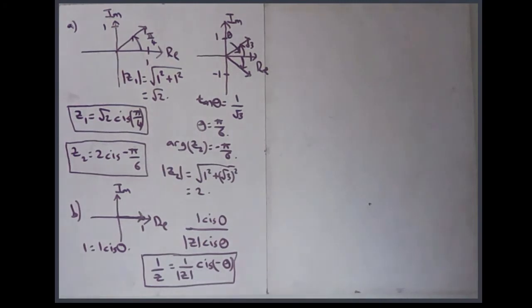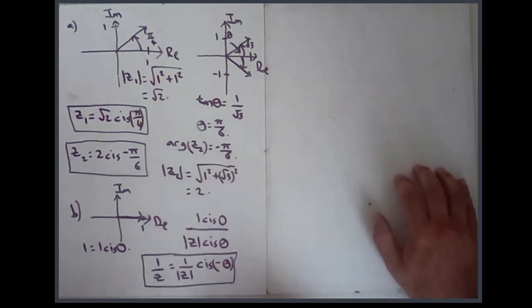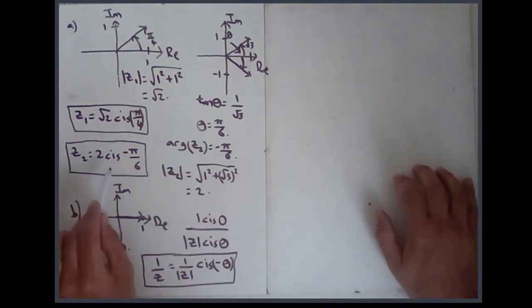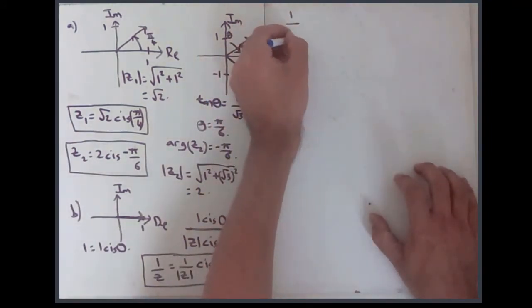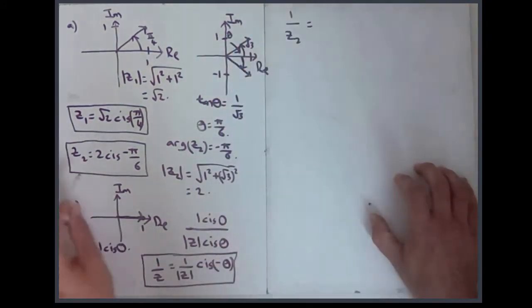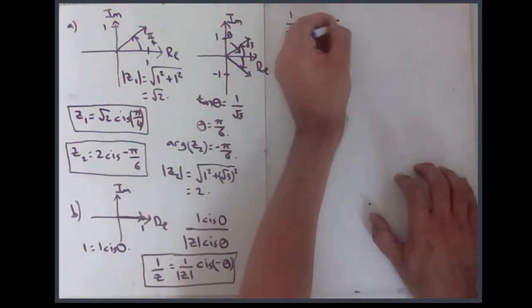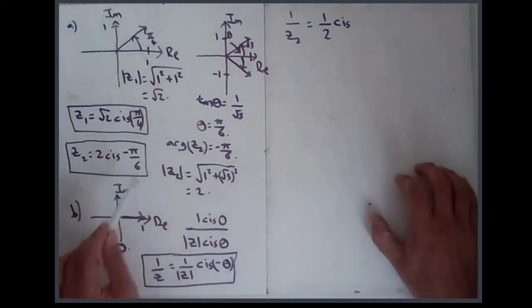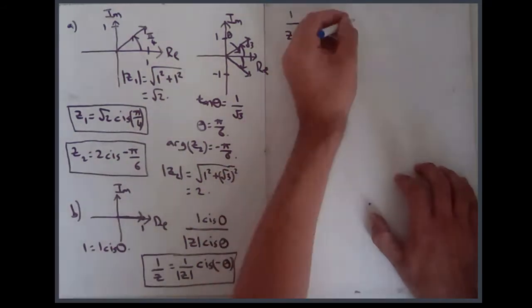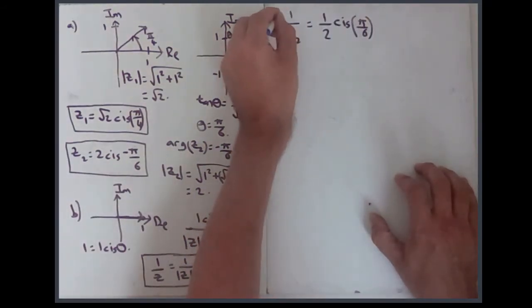So then we could just use that. So we are finding the reciprocal of z2. So z2 is 2 cis minus π/6. So 1 over z2, well, it's going to be 1 over 2, so 1 over the modulus, times cis, and then it's going to be minus θ. Well, θ was minus π/6, so minus θ will just be π/6. Okay, so that is the reciprocal of z2.